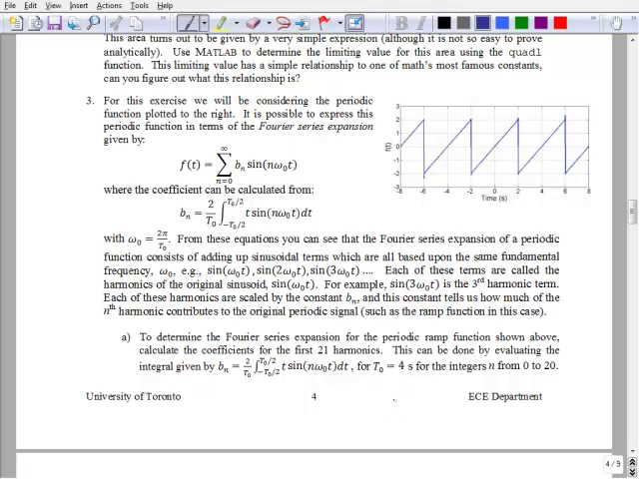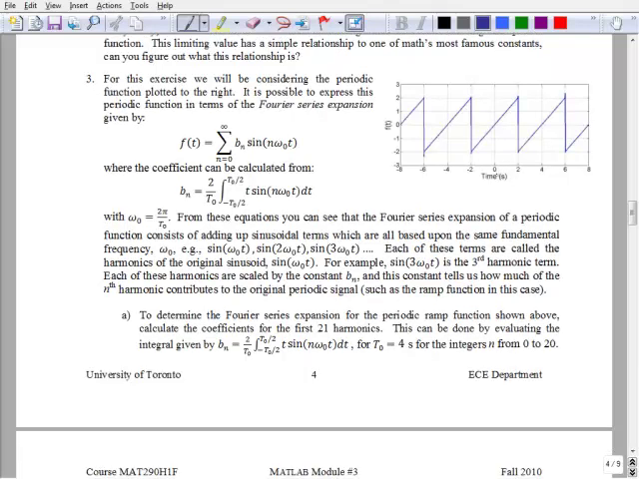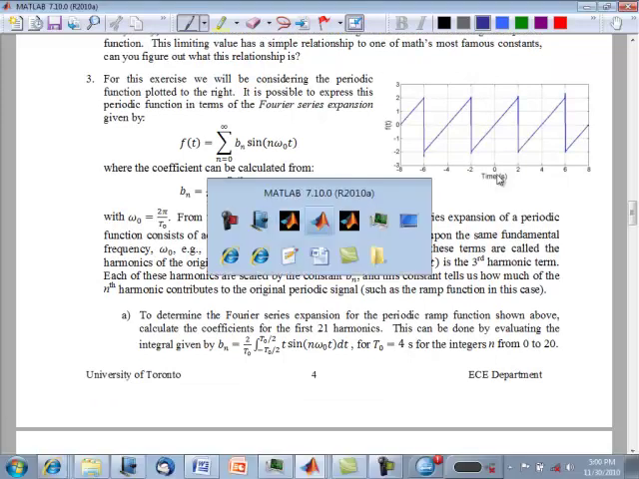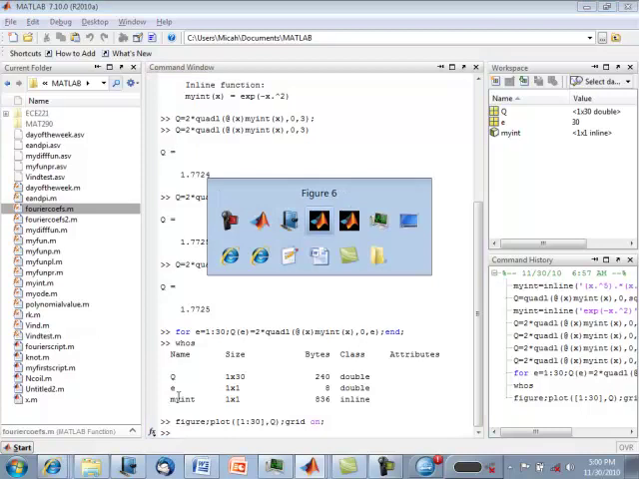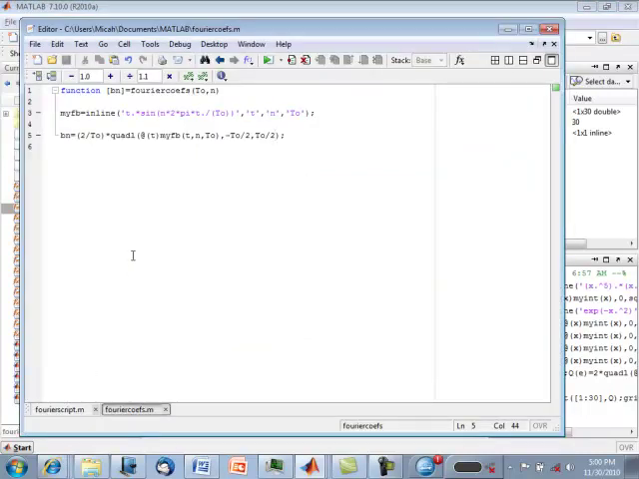So to do this in Matlab, you can take a look at or create a little function called these Fourier coefficients, where we've defined an inline function which has the f of t, and so this is the integrand of the calculation of the coefficients. So we have sine n 2 pi t divided by t naught.